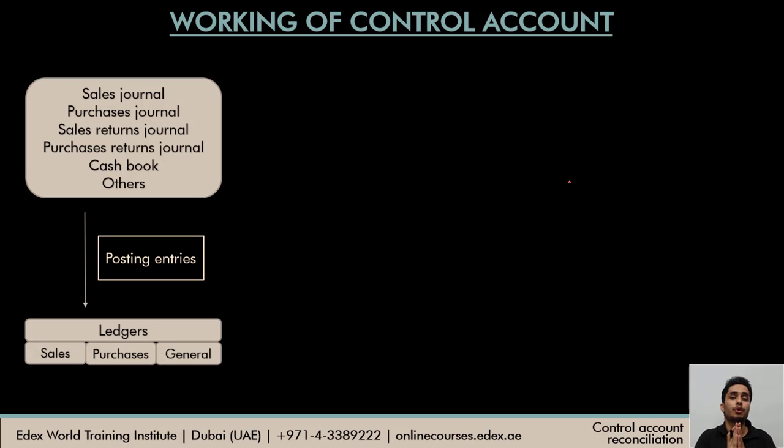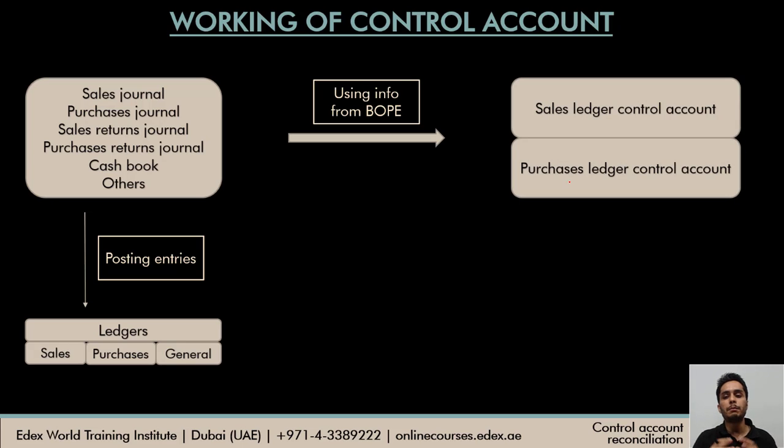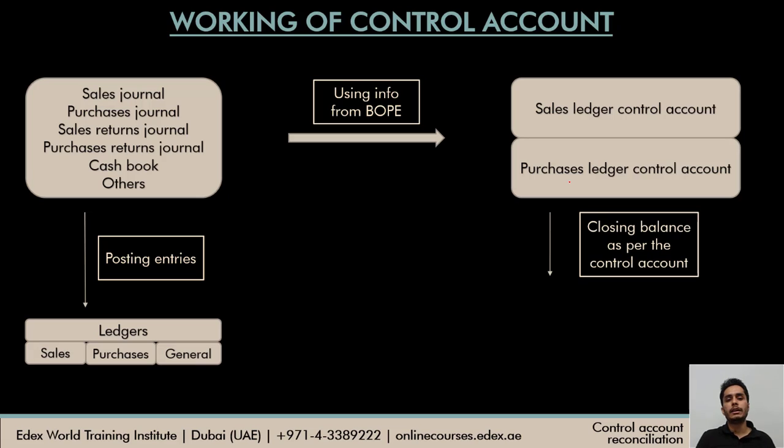I told you control accounts you could prepare by taking numbers or figures from the ledger accounts, but that is not done. Usually we use our figures from the books of prime entries to prepare our sales ledger control account and purchase ledger control account. And then a closing balance in the control account is calculated. Both the control account individual closing balances are calculated.